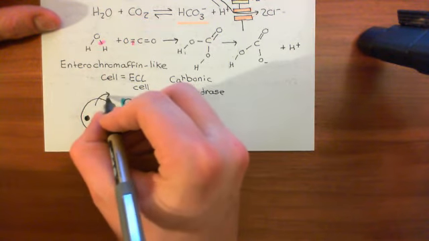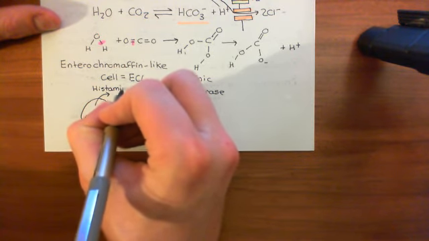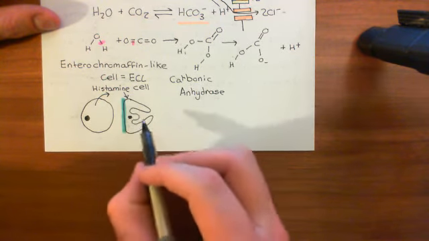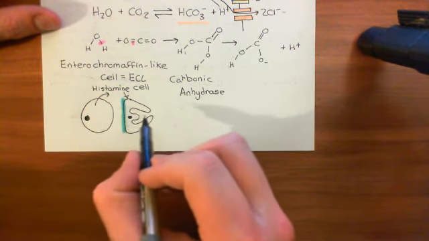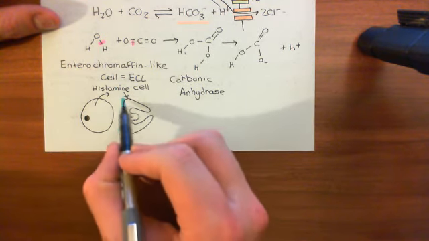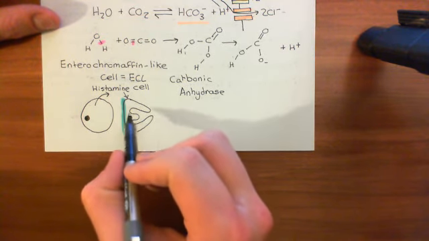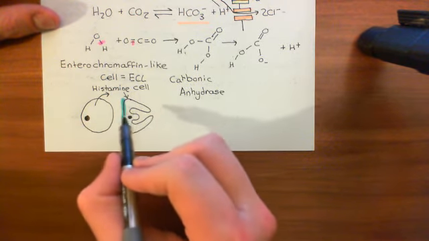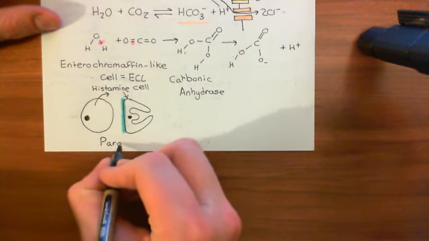These enterochromaffin-like cells secrete a basal level of histamine. So they are always secreting a little bit of histamine onto the parietal cells, and this histamine stimulates the parietal cells to always be releasing a little bit of hydrochloric acid. The amount of histamine you release is proportional to the amount of hydrochloric acid that the parietal cells release. So the amount of histamine that the parietal cells receive from the enterochromaffin-like cells determines their secretion of hydrochloric acid.